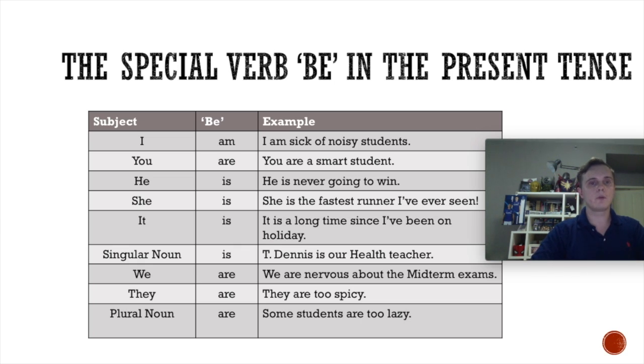We also use is if we're using a singular noun in the subject. So Teacher Dennis is our health teacher. We use are for the pronouns we and they. We are nervous about the midterm exams. They are too spicy. Again, they refer to plurals and we use are. We also use are with a plural noun. So some students are too lazy.